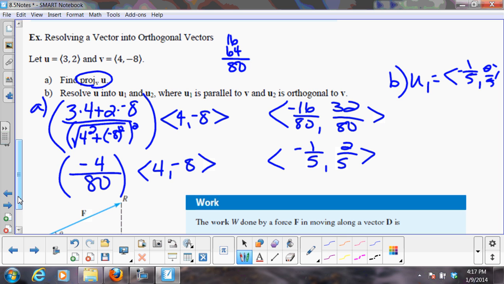And then u2 is u minus the projection. So if we have our original of u, we're going to subtract these two, this u minus u1. So u2 ends up being 16/5, 8/5.